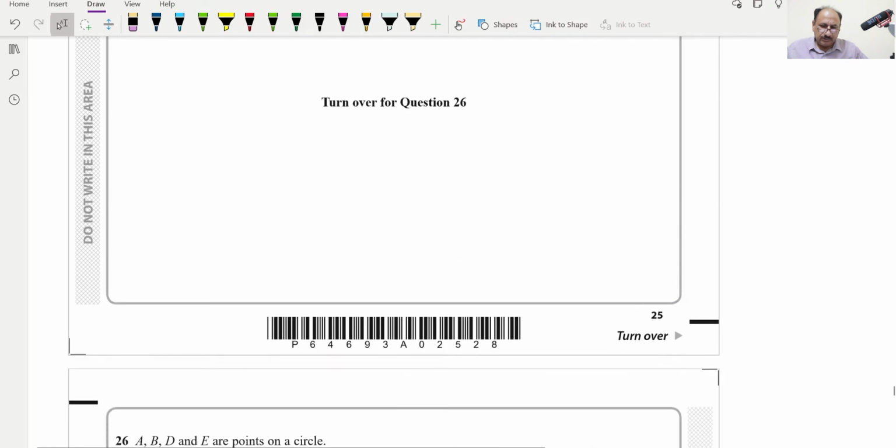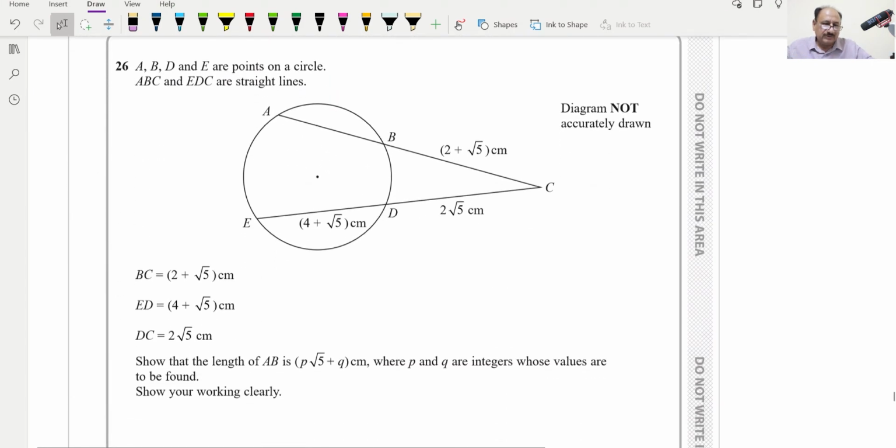Now let us move to the next question, which is question number 26. Question 26 says A, B, C, D, E are points on the circle. A, B, C and E, D, C are straight lines, and the diagram is not accurately drawn. BC is given, ED is given, DC is also given. So these values are provided. Show that the length of AB is this much, where P and Q are integers whose values are to be found. Show your working clearly.